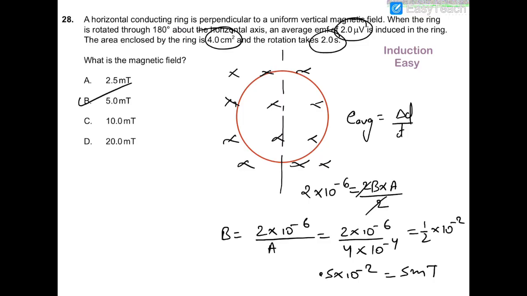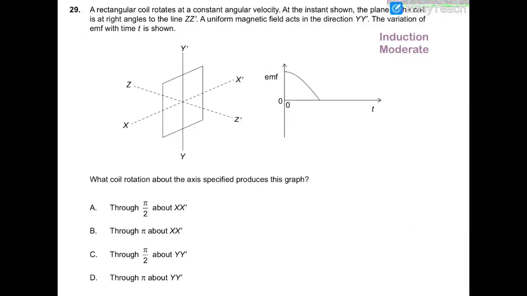Now let's move on to the next question. In this question, you can see that there is a rectangular coil that rotates at a constant angular velocity, and at this instant shown, the plane of the coil is right angle to the line ZZ dash. A uniform magnetic field starts to act in YY dash. The variation of EMF is shown. What coil rotation about the axis produces this graph?